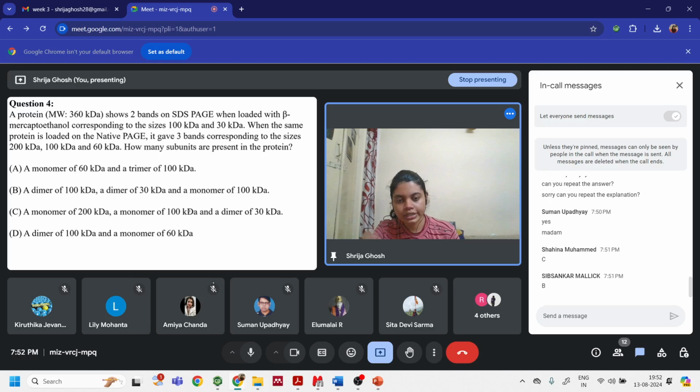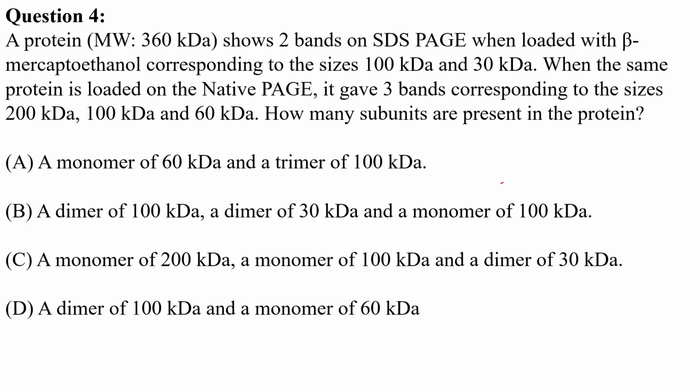So we are getting two bands on SDS PAGE, right? In the previous question, I explained how to analyze if on SDS PAGE we are getting two bands and on native PAGE we are getting different bands. So on SDS PAGE, we had a 100 kilodalton and a 30 kilodalton band. On native PAGE, we have three bands: a 200, a 100 and a 60. Now, if you see the options, if there was a monomer of 60, we would have seen it in SDS PAGE also.